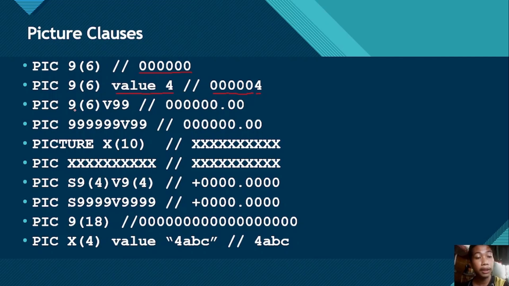Then next is 9 parenthesis 6 V99. It means that we have 6 zeros followed by a decimal and two digits of zeros. It can also be interpreted this way. If you compare these two examples, I would prefer this one since it is easier on my part, or maybe it is a shorter one.